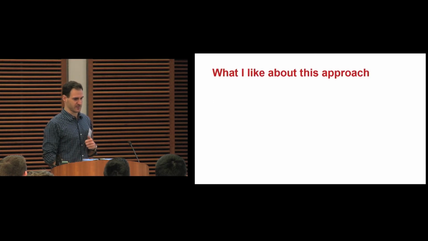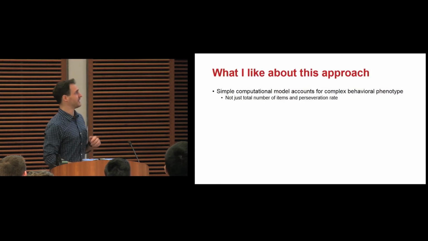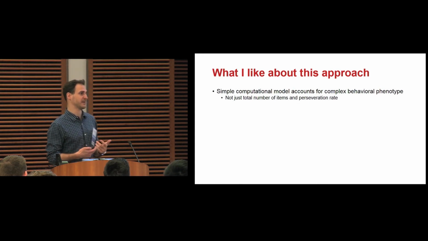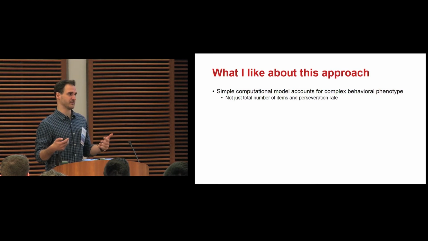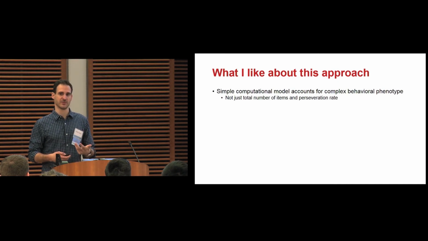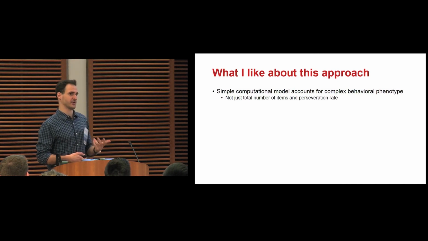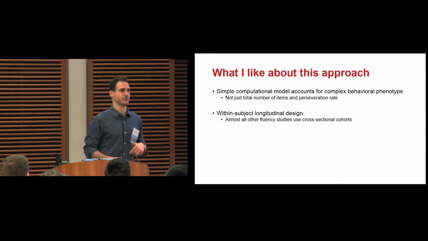So what I like about this approach is there are a few things. I think it's a simple computational model that explains a potentially complex behavioral phenotype. There are a lot of differences between healthy and Alzheimer's semantic fluency data, and the model will make predictions about all of them. And it doesn't just look at the total number of items and perseveration rate, which are the two criteria used for clinical diagnosis. It also uses a within-subject longitudinal design.